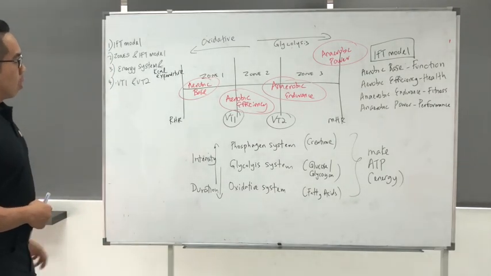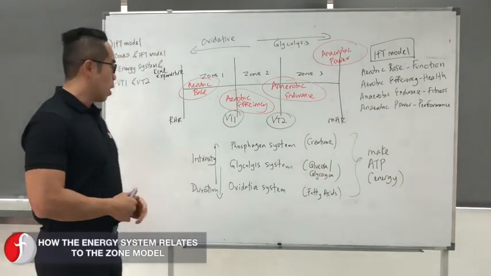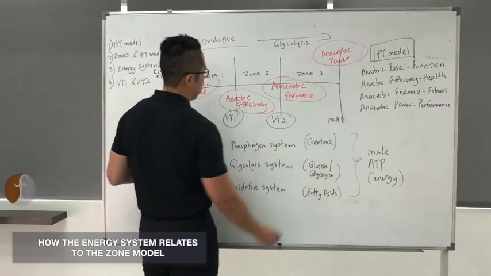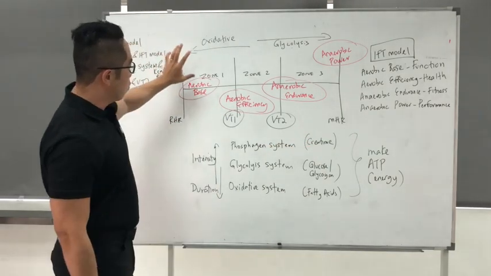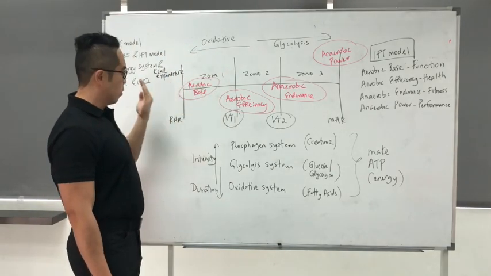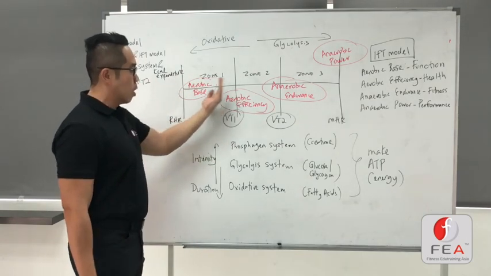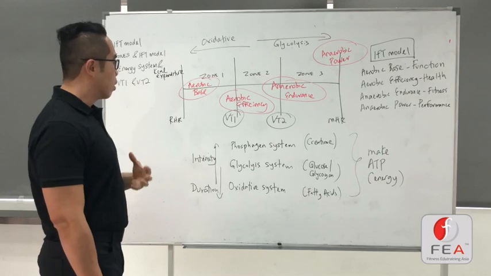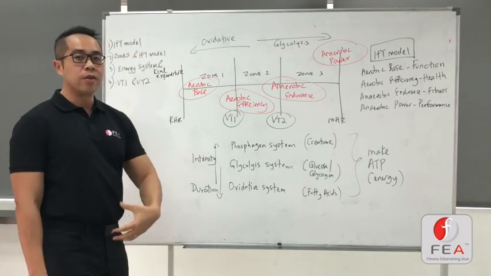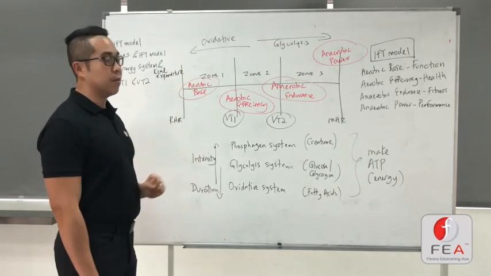Now, let's have a look at how this energy system relates to the zone model. This is your resting heart rate. This will be a max heart rate. If you are exercising in zone 1, you're probably resting or closer to your resting heart rate. We call this the oxidative zones. Why? Because predominantly, most of your calories will come from fats through the oxidative systems.